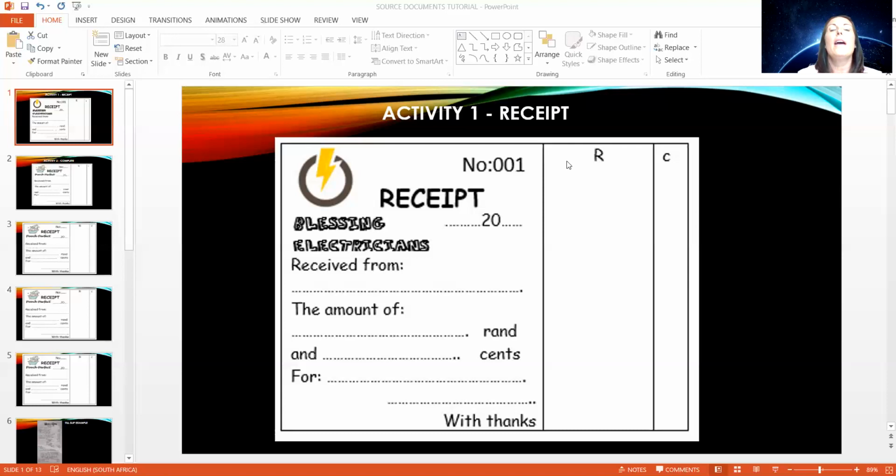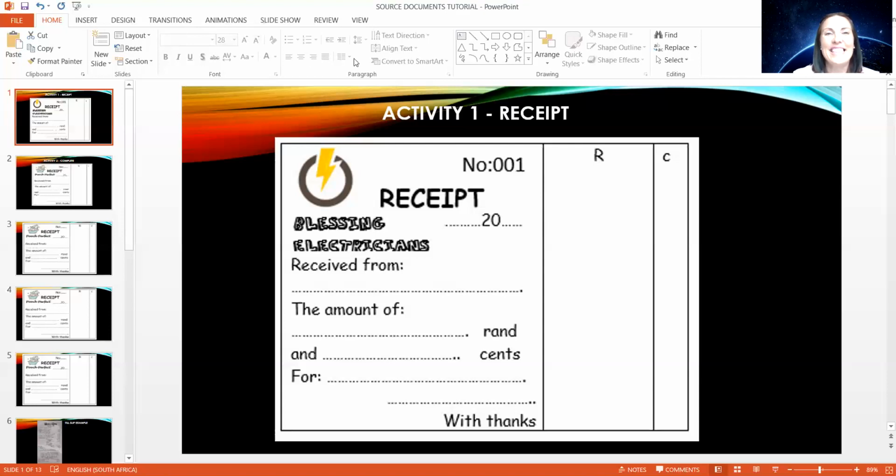So obviously somebody called them out. Endlamini called Blessing Electricians out to fix something at his house. So now, after the service has been rendered, money has been received, and now we need to issue a receipt. Let's see if I can show you how to do this with Zoom.